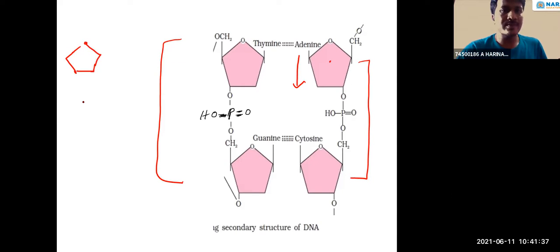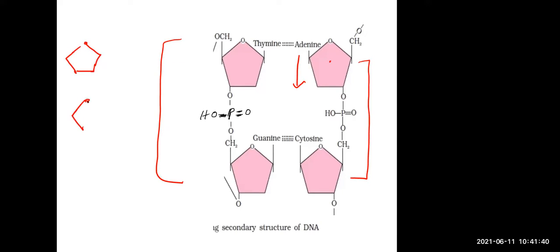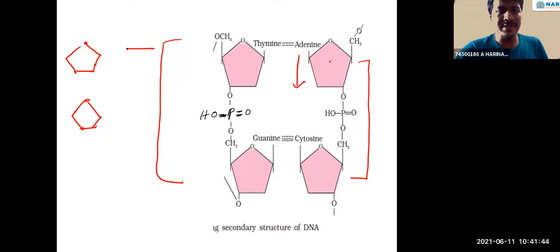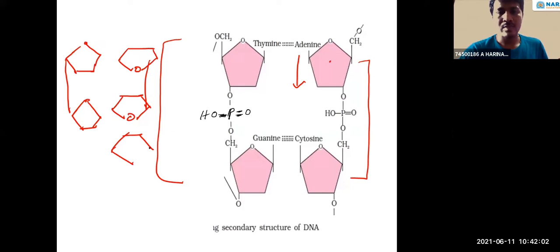This is one sugar, this is one sugar, but the other chain is present like that. So here they got it wrong in the diagram. Anti-parallel, right? This is an anti-parallel arrangement of two polynucleotide chains.